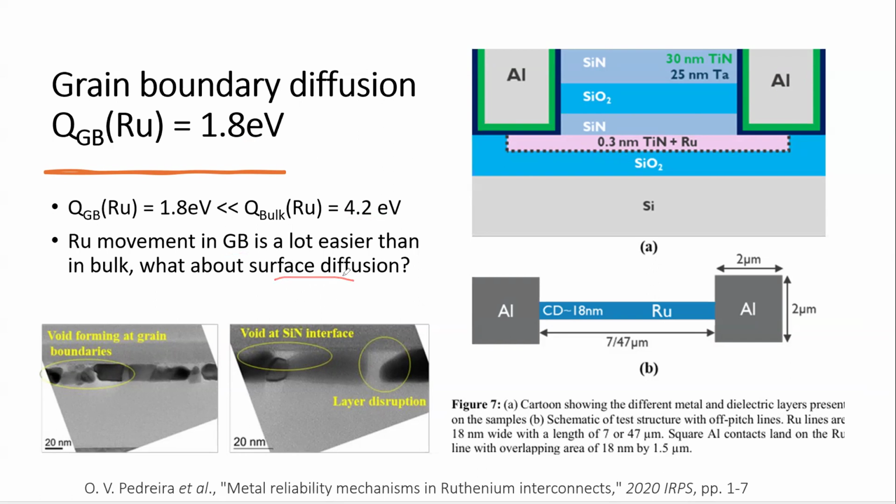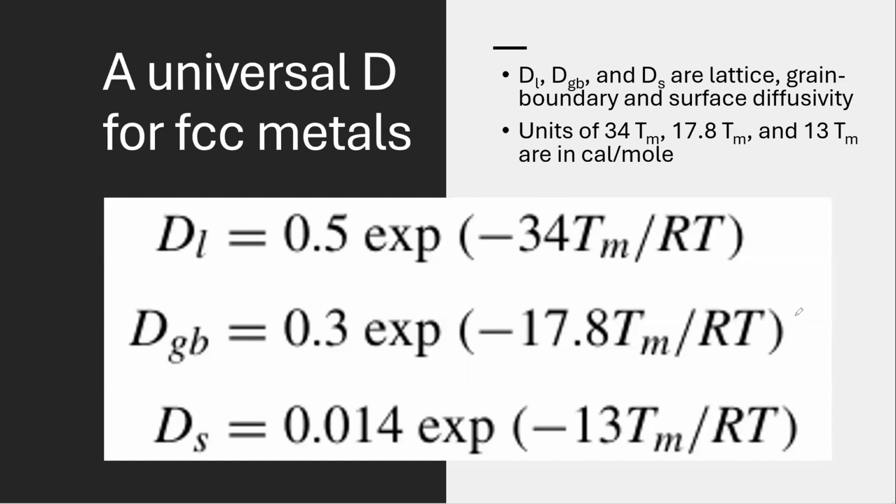Surface diffusion is even easier. People have done the research on that and found that ruthenium, under certain conditions, will still move around, right? So at interfaces, grain boundaries, you need to be careful. The beauty of CMOS is that so many resources are put into understanding the diffusion of metals because of electromigration. People have come out with these universal grain diffusion coefficient formulas. Lattice is the bulk.